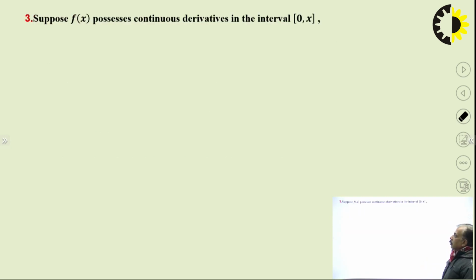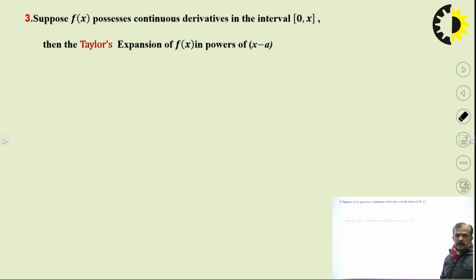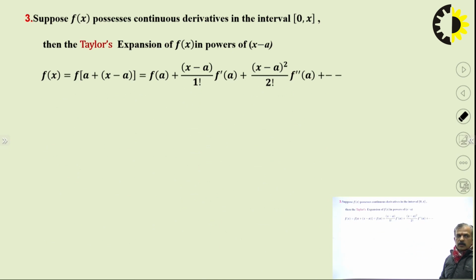In the third case, if we have f(x) possesses the continuous derivative in the interval 0 to x, then the expansion of f(x) in powers of x minus a. So, first of all, for this expansion of f(x) in powers of x minus a, we need the second term, we arrange x minus a. So, the sum of two terms of x, first one is a and second term is x minus a. So, f(x) equal to f of a plus x minus a.